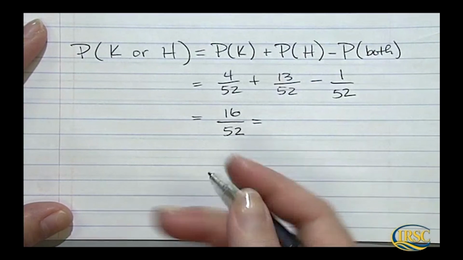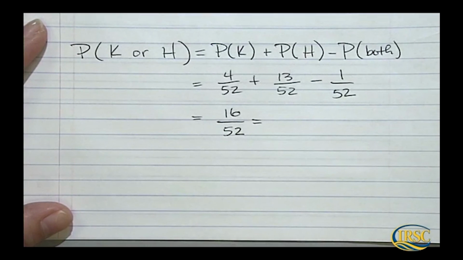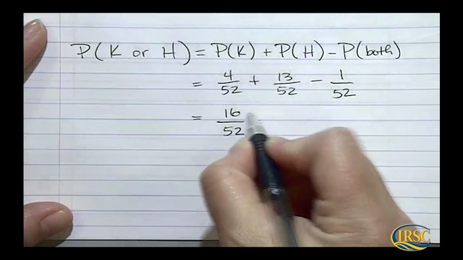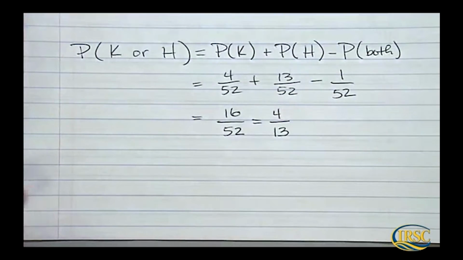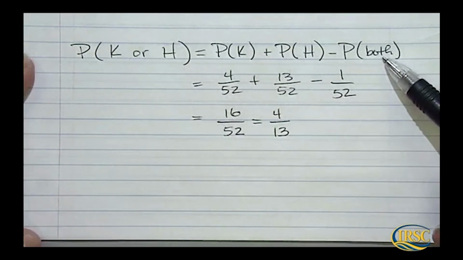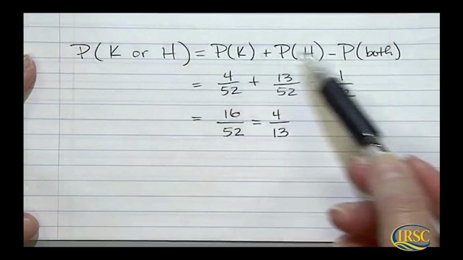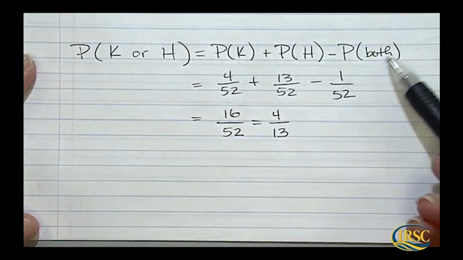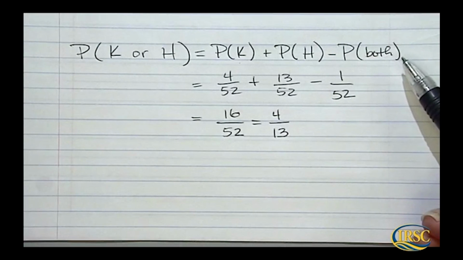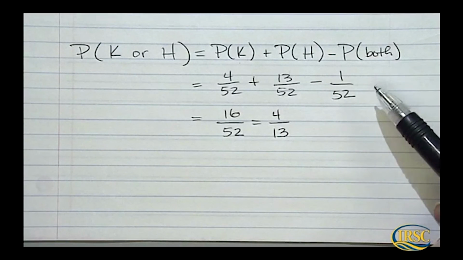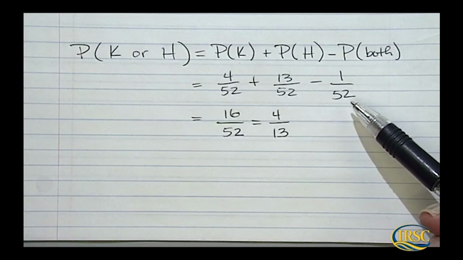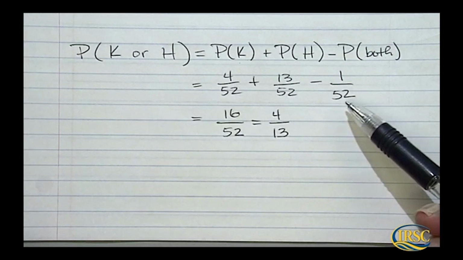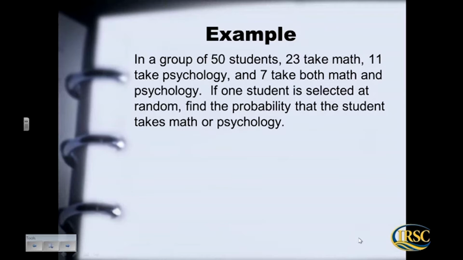Start with a small number. If you've been dividing by 4 so far to reduce, 4 goes into 16 4 times, and into 52, 13, and then that's it. So 4 out of 13. It was the probability that you would get both of these at the same time. So the only time that you end up with a card that is a king and a heart is the king of hearts. So there's only one card that has both a heart on it and is also a king. And so that's where that last one came from.